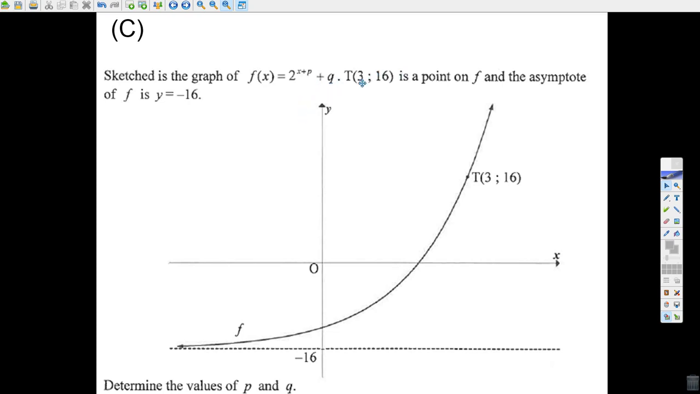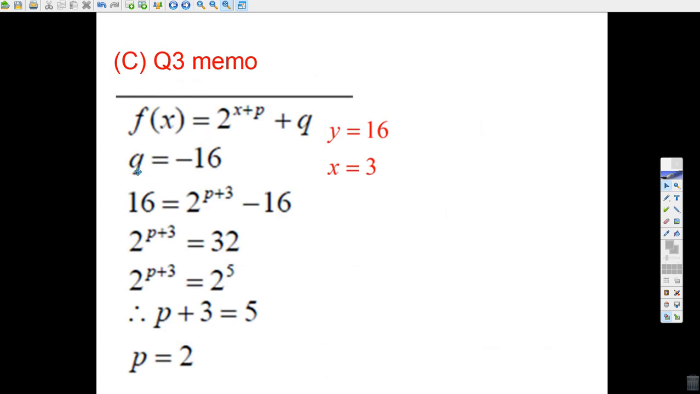But look, they've given you a point. When x is 3, y is 16. So that's what you do. Let's take a look at the memo. We know that q is equal to minus 16, and we know x is 3 and y equals 16 is a point. So we can put 16 in for y, 3 in for x, and we know q is minus 16. So we just have to solve this. This shouldn't be so hard.